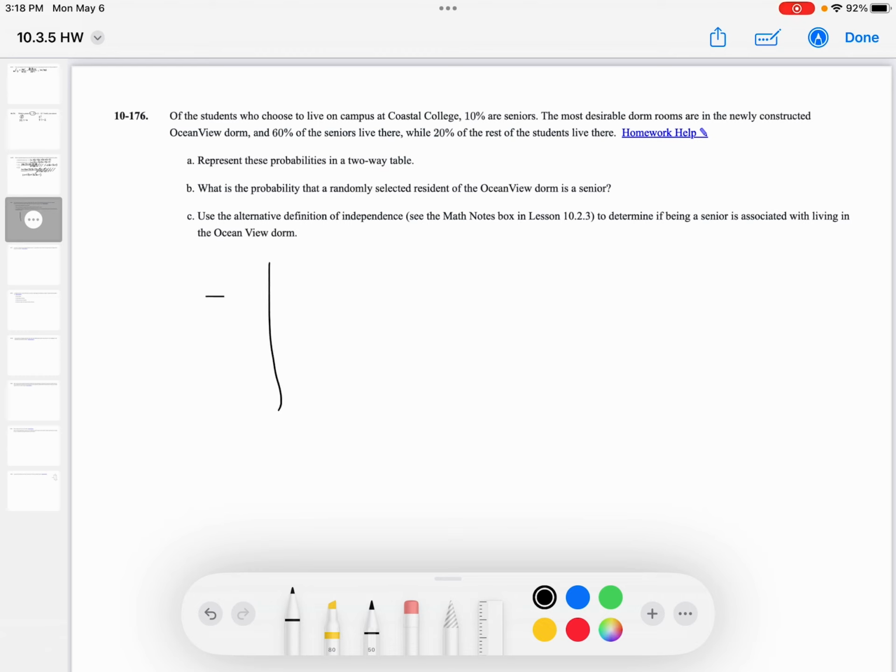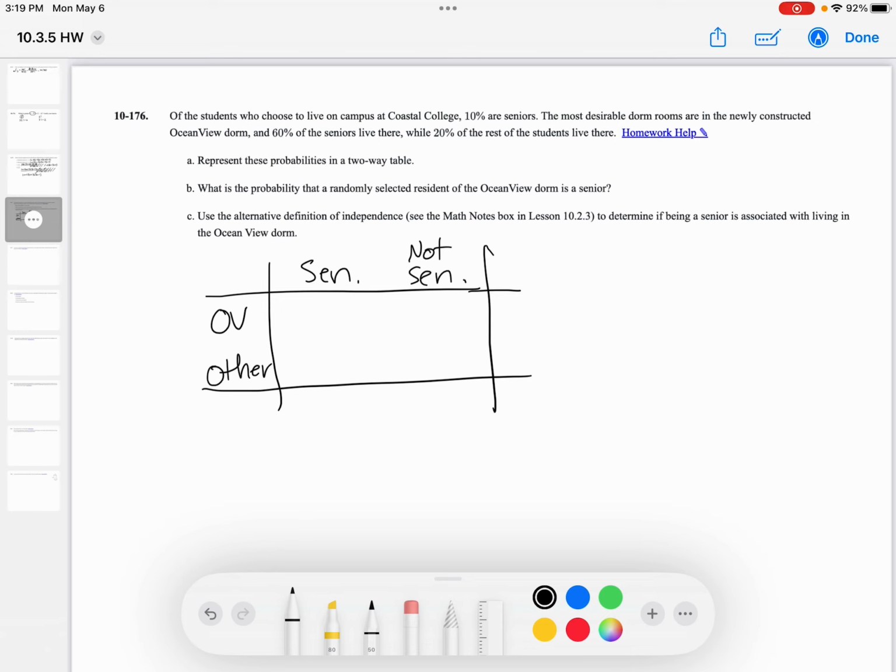Okay, so let's make our table here. Here we have students that live in Ocean View and people that live everywhere else. And let's say this is seniors, and this is not seniors. And they don't give us numbers, right? They just give us percents. So we're also going to add some totals here. They tell us that 10% are seniors. Okay, so that's this first column. The total is 0.10. That's 10%.